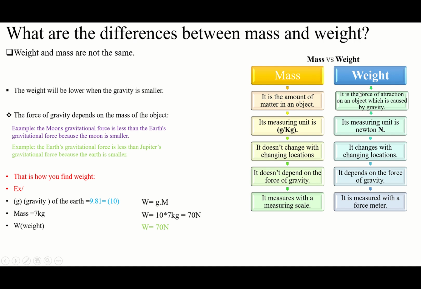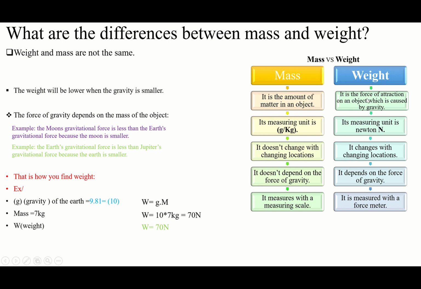But for weight, it changes with changing locations. It means if you are on Earth, your weight is something. If you go to space, it's going to be something else. If you go to Jupiter, it will be something else. Why? Because you are changing your location. So you have to think about this. Why by changing location? What is going to change by changing location that changes my weight?